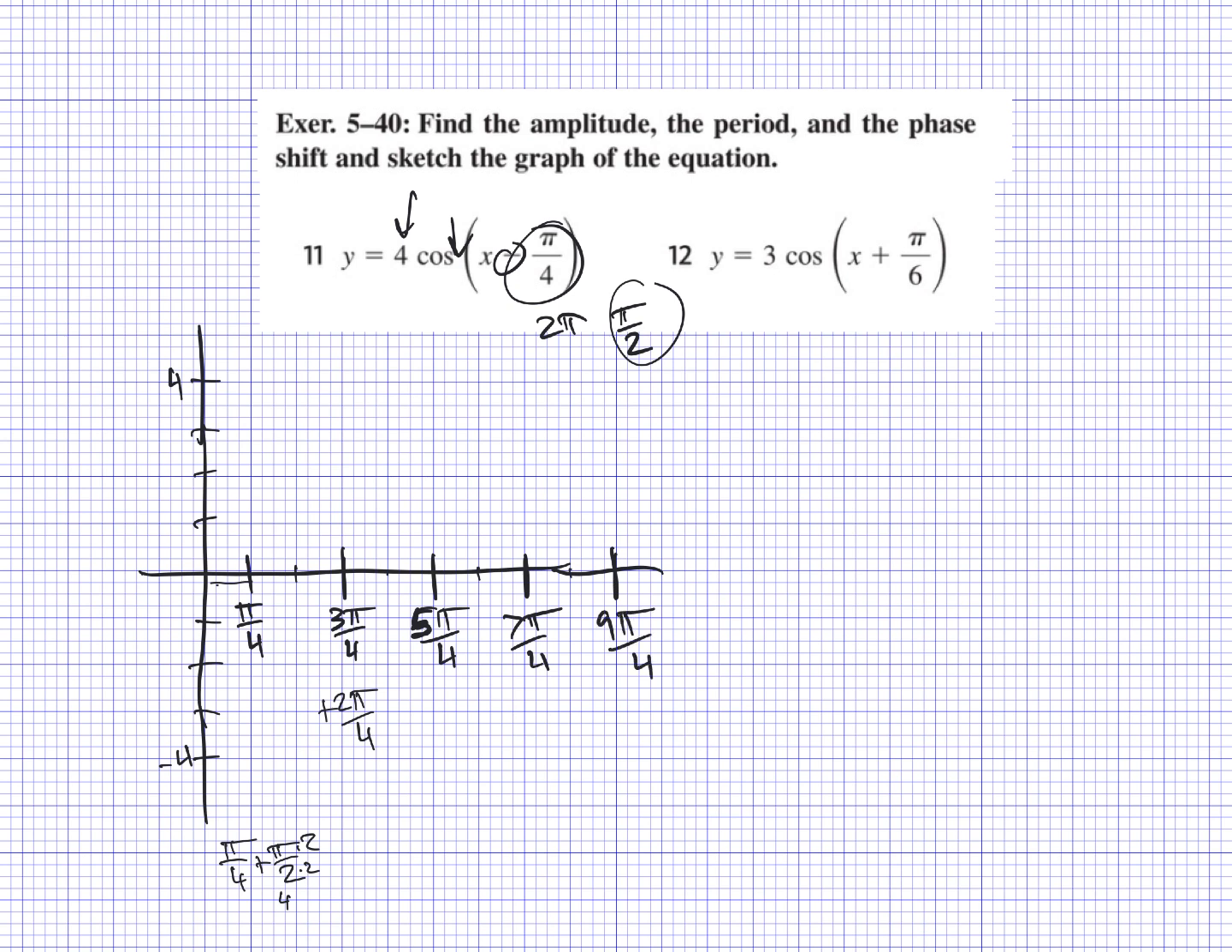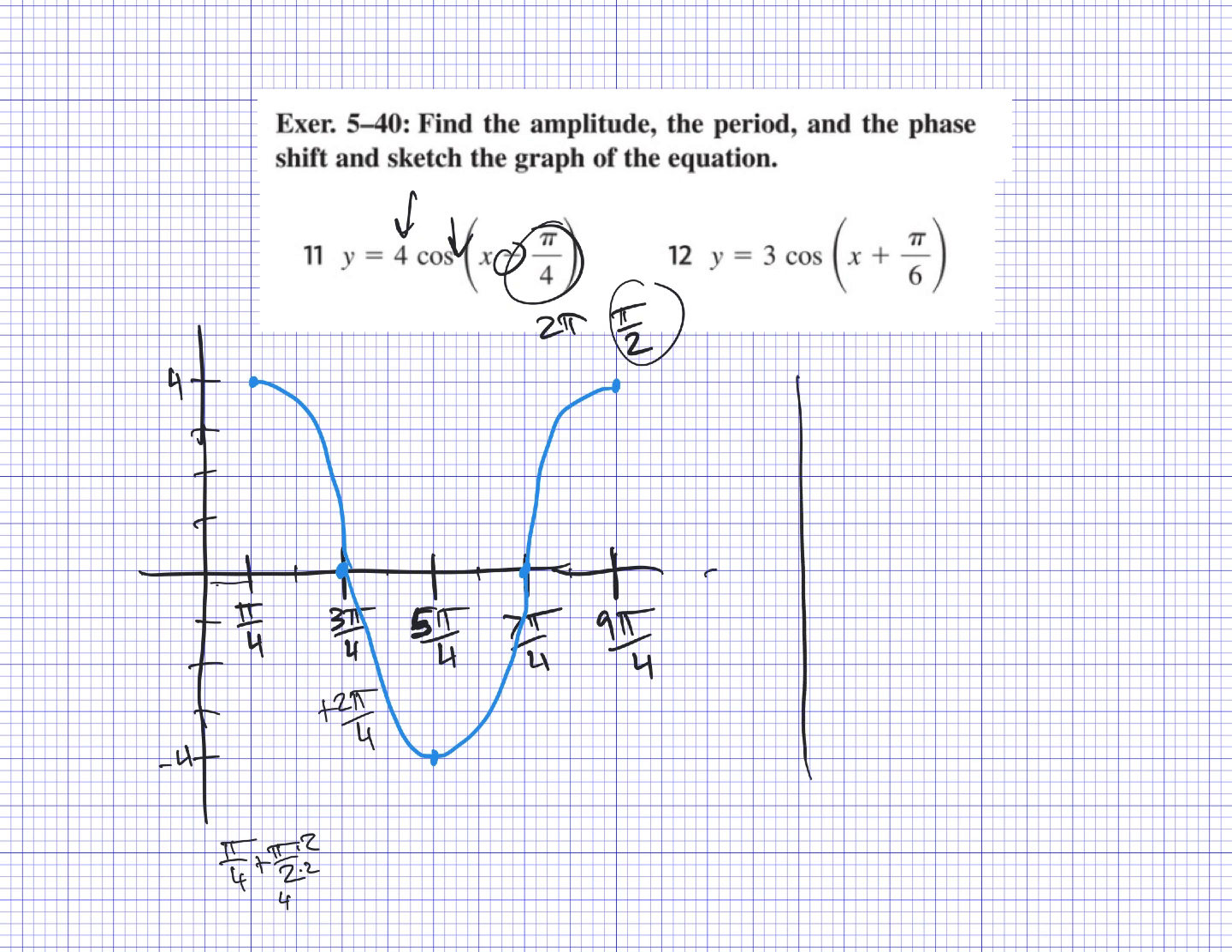Let's draw it. It's cosine. At pi over 4, we're at the top at 4. X-axis at 3 pi over 4, 5 pi over 4 at the bottom. 7 pi over 4, we're at the x-axis. 9 pi over 4, we're at the top. There's your cosine. Number 12.